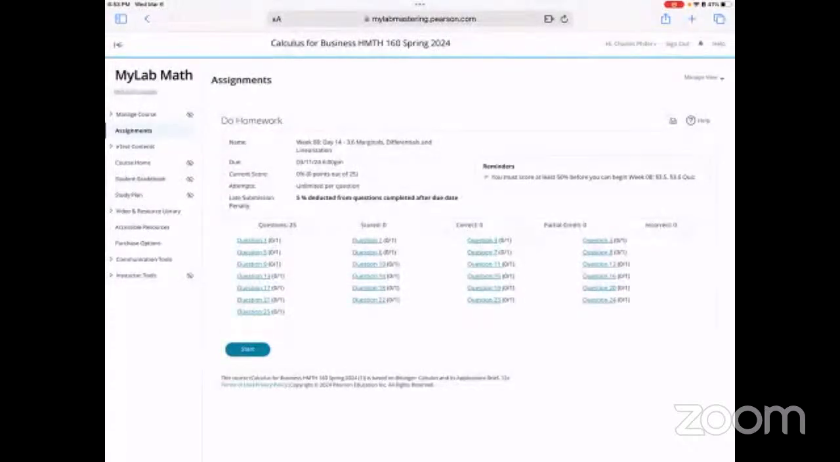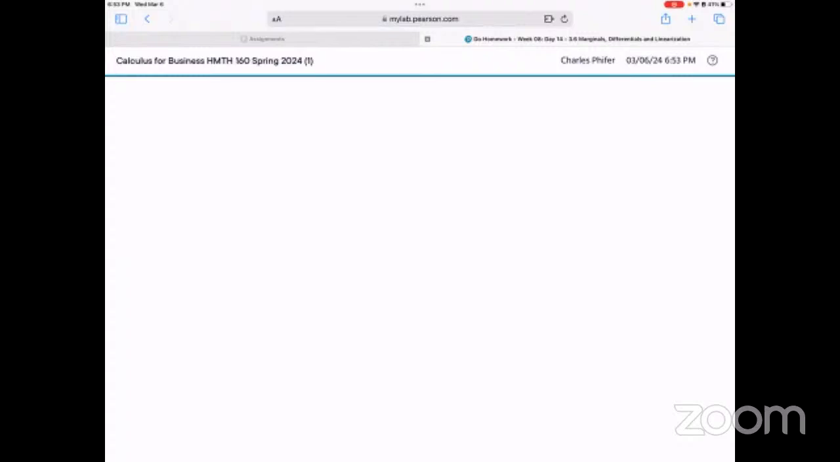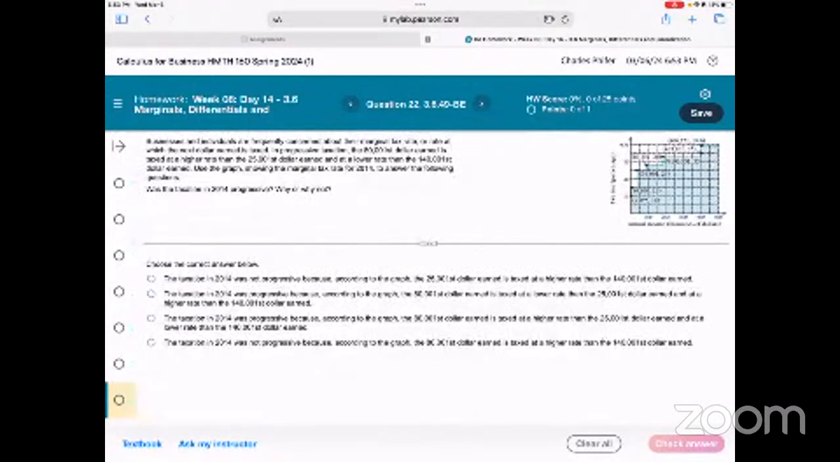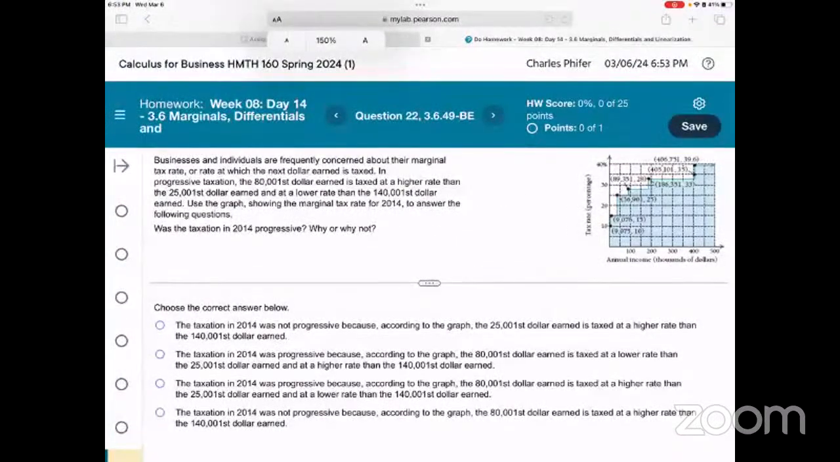All right, let's look at this. Let's see if I can zoom in just a little bit. Yeah, I think that's about the best we can do. It says businesses and individuals are frequently concerned about their marginal tax rate, or rate at which the next dollar earned is taxed. In progressive taxation, the 80,000th dollar earned is taxed at a higher rate than the 25,000th dollar earned, and at a lower rate than the 140,000th dollar earned. Use the graph showing the marginal tax rate for 2014 to answer the following questions. Was the taxation in 2014 progressive? Why or why not?